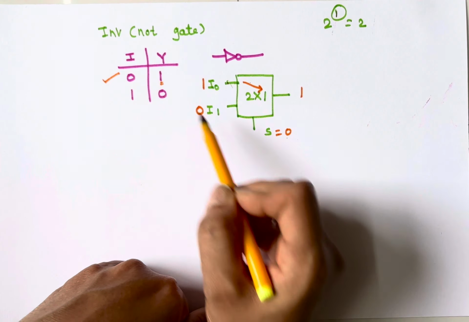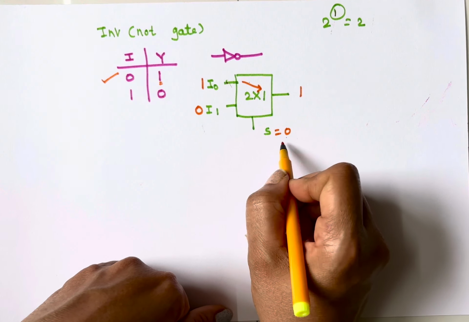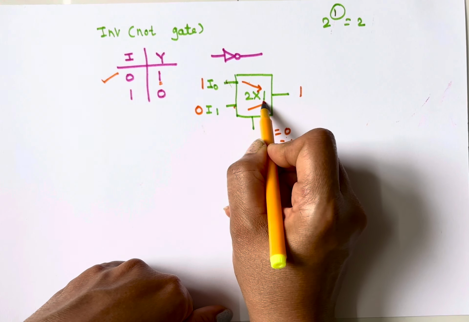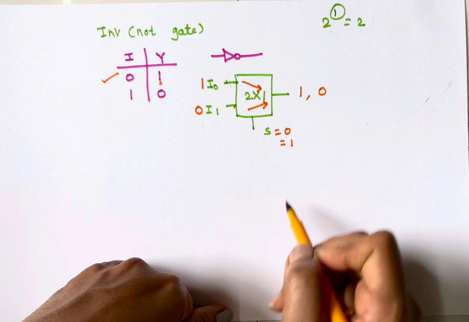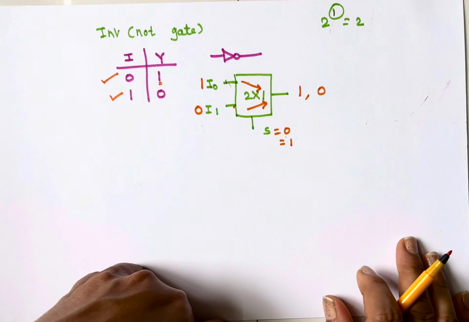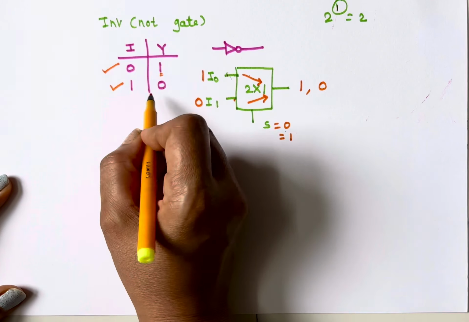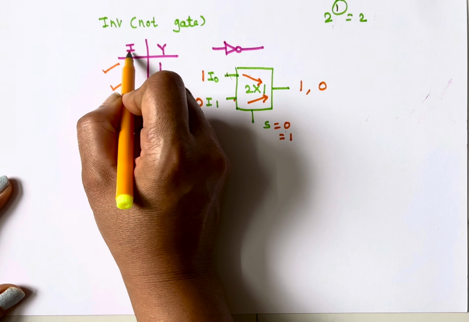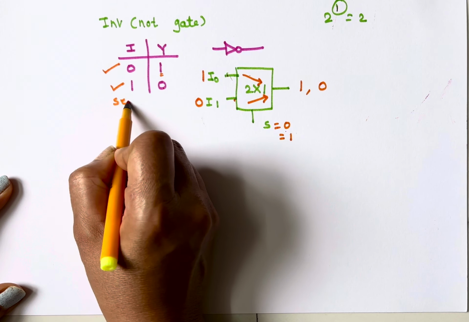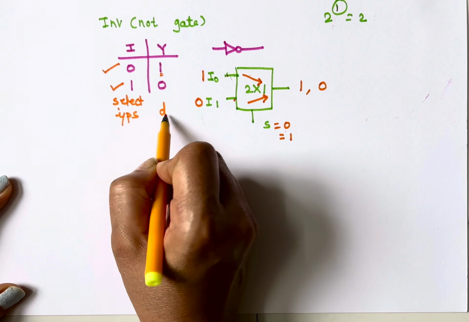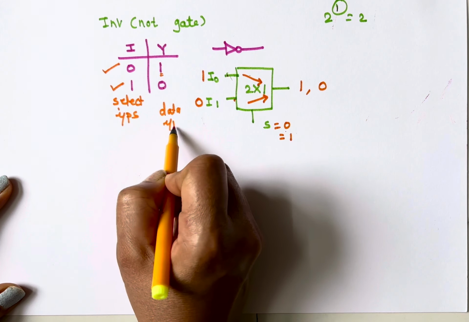This condition is verified. Then when the select input becomes 1, it will select I1 and this I1 will come here and I'll get output 0. This condition is also verified. So to implement this, you need to remember this. These are select inputs and these are data inputs.